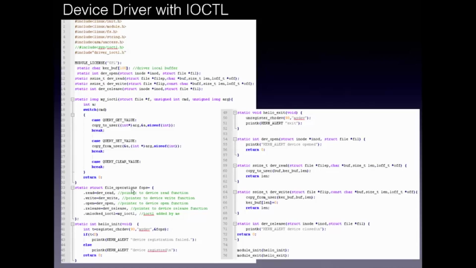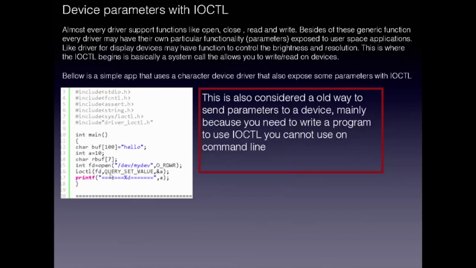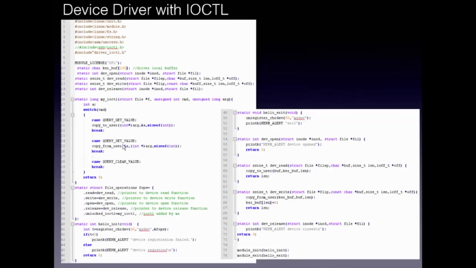So let's just pay attention now to the file operation. Notice here that now I have a new field called unlocked IO control, and I pass the pointer to my callback function. What this callback function is, is just a switch that is going to verify the type of IO control that you send. In our case here it is this carry set value, and we're going to do something.